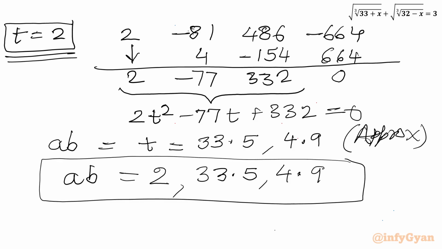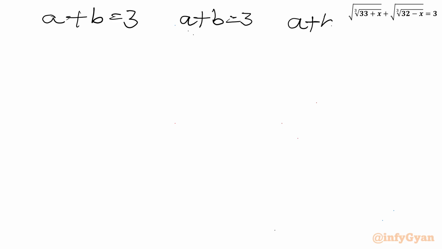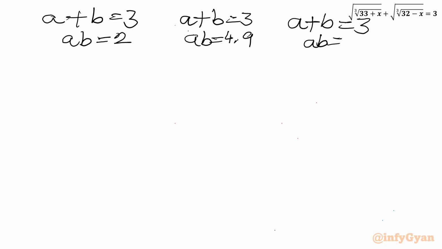Now our first equation, if you remember, A plus B equal to 3. I will frame 3 quadratic equations. How it would be? Let me write here. A plus B equal to 3 with 3 AB values: AB equal to 2, then AB equal to 4.9 and then AB equal to 33.5.